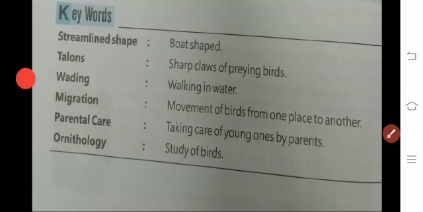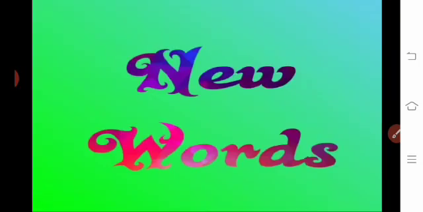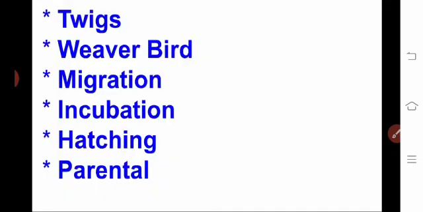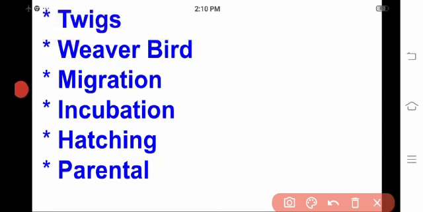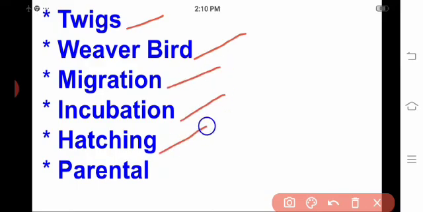Okay children, I hope you all have understood this lesson. We have discussed so many things about birds, isn't it? Today we can see some new words. Twigs, T-W-I-G-S, twigs. Weaver bird, migration, incubation, hatching, parental.